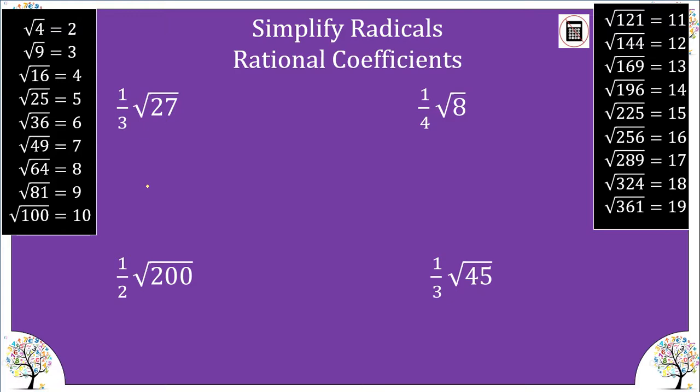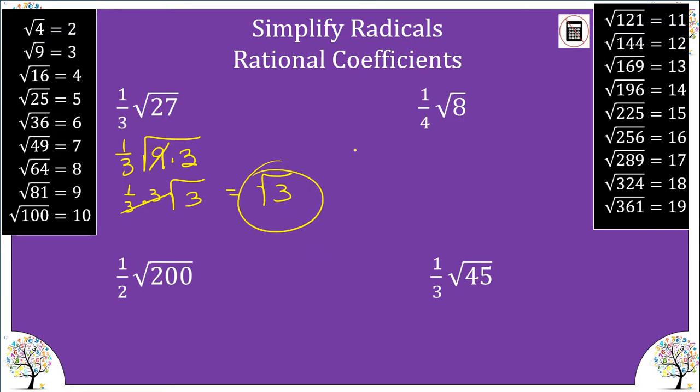Now we have some unit fractions. Unit fractions means our numerator is 1, so we're really just going to be dividing by that denominator. We have 9 times 3. The square root of 9 is 3, so we have 1/3 times 3, radical 3. Our 3's cancel out, leaving us with 1 radical 3. Notice I didn't put the understood 1 there. Just leave it as is.